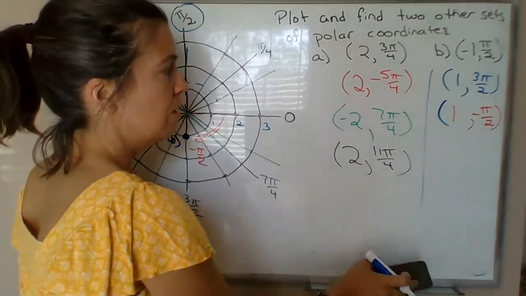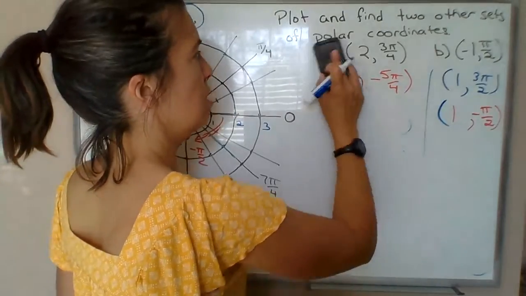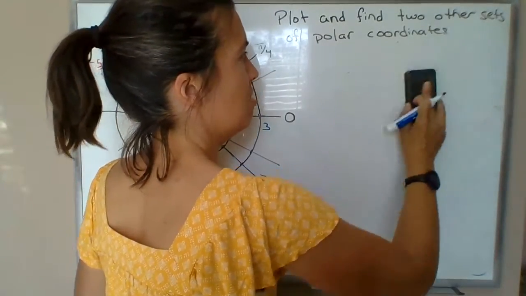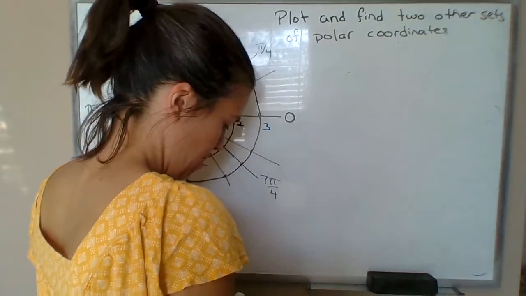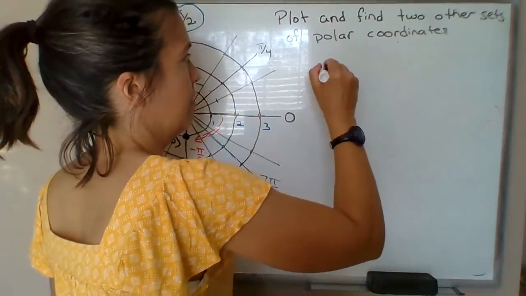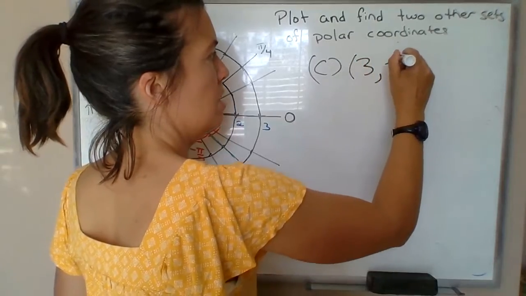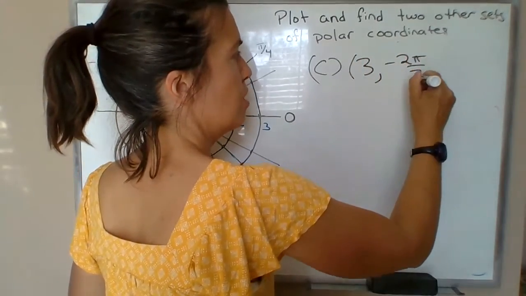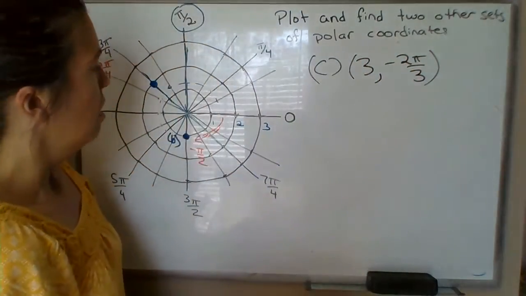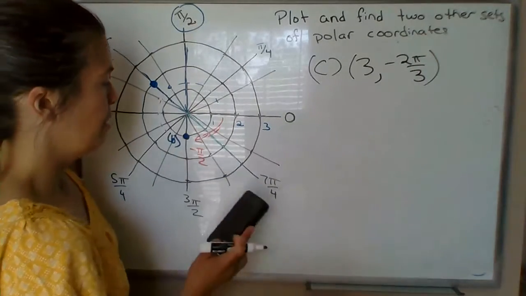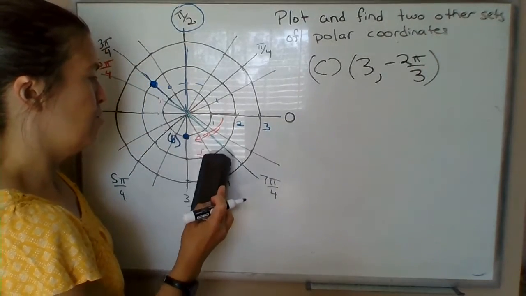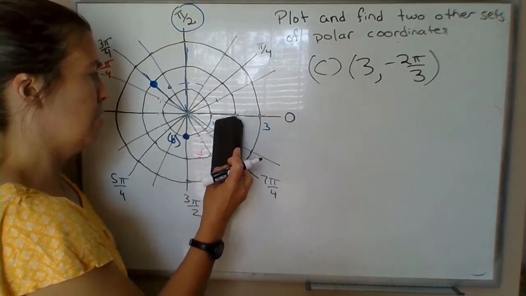Okay, and then one other example I wanted to do in this video. So example C here. Okay, let's say the coordinates are 3, negative 2 pi over 3. One last example. Okay, so first we need to identify the ray that corresponds to negative 2 pi over 3.